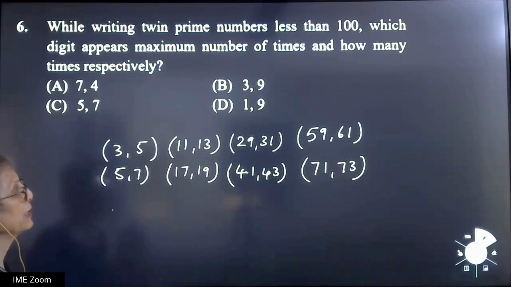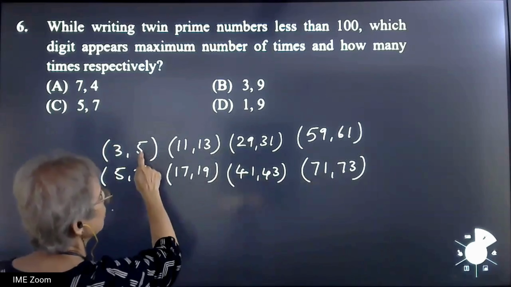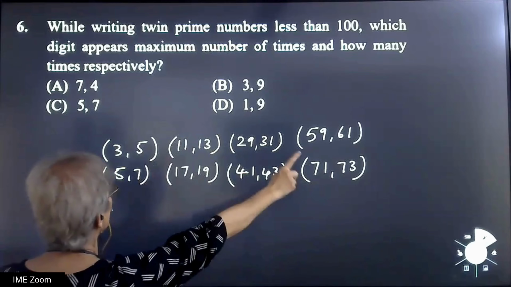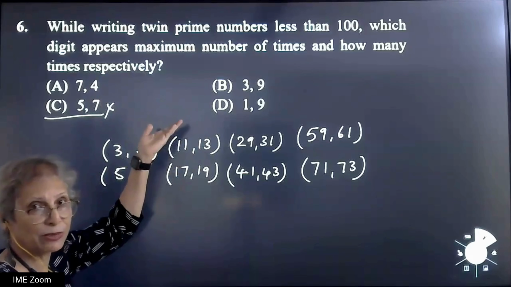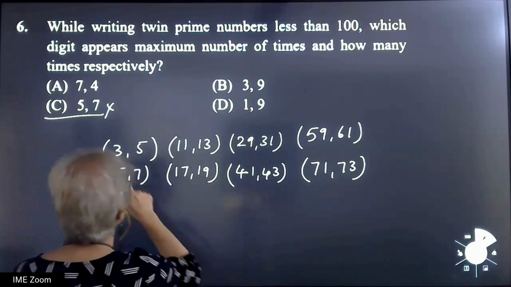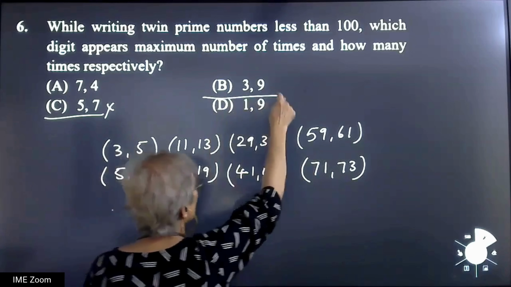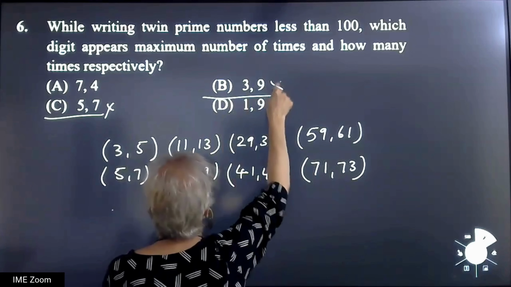Now let us see which digit appears the maximum number of times. Let us start with 7. First option is 7. So 7 appears 1, 2, 3, 4 times. But is it the maximum? Let us see. Then 5 comes only once, twice, thrice, 3 times. So eliminate this option. This can be, but if there is no other digit which comes the maximum times, then this will be the answer. Okay, this is not possible at all. Then 3. How many times? 1, 2, 3, 4, 5 times. Here it is given 9 times. So this option is also cancelled.